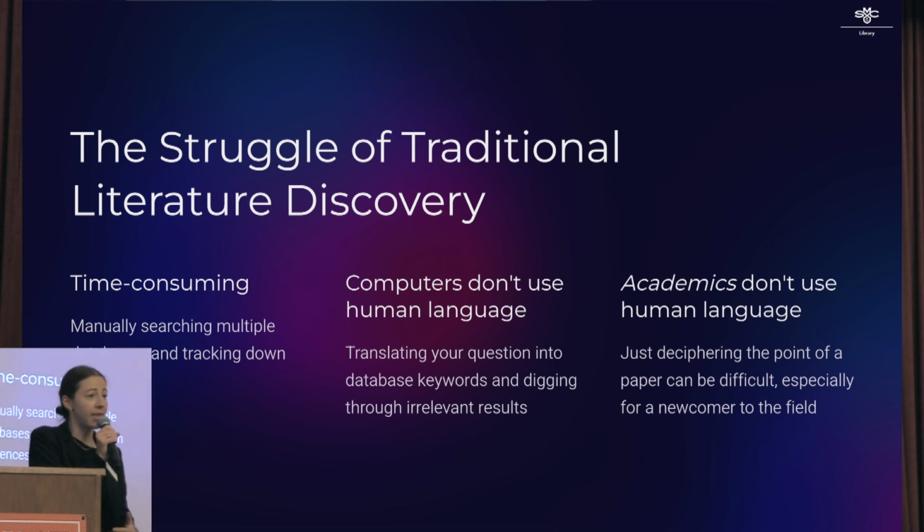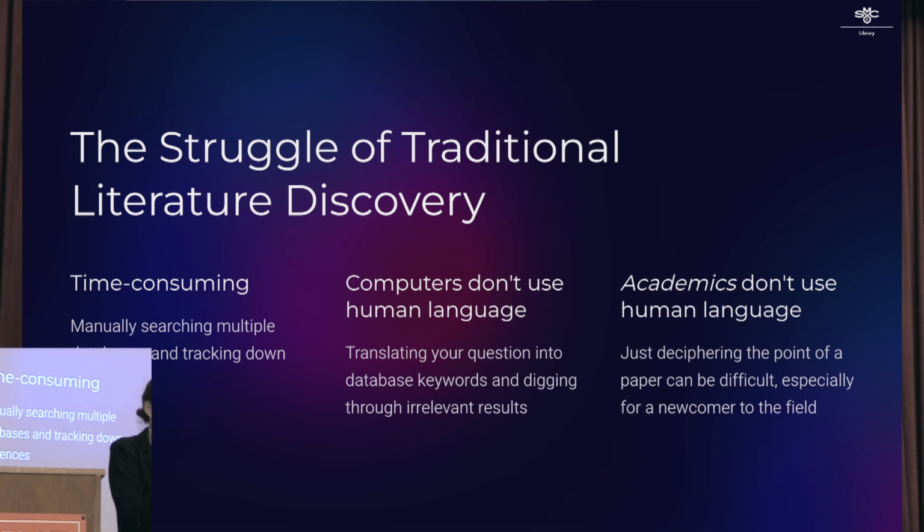The other problem that especially students run into, but we can all run into when we're new to a field, is that computers don't use human language. So you're used to typing in a question in natural language into Google, but that often doesn't work when you're searching for scholarly literature. And the other difficult part is that academics also don't really use human language. And so when you are trying to actually read the papers that you found, it can be really difficult if you don't have training in the vocabulary and the research methods and all of that.